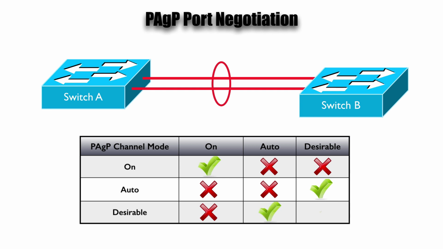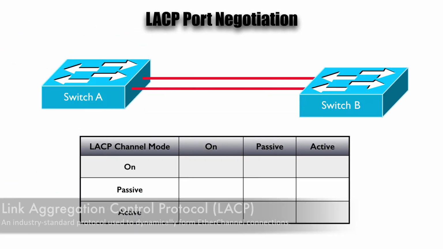What about desirable-desirable? Yes, just like in a trunk, where both sides send DTP frames and a trunk is formed, same thing here. If both sides are set to desirable, both sides are sending PAgP frames and an EtherChannel will be formed. The industry standard approach is LACP.